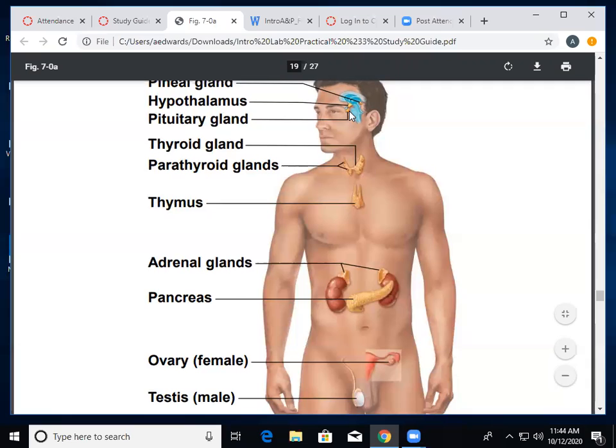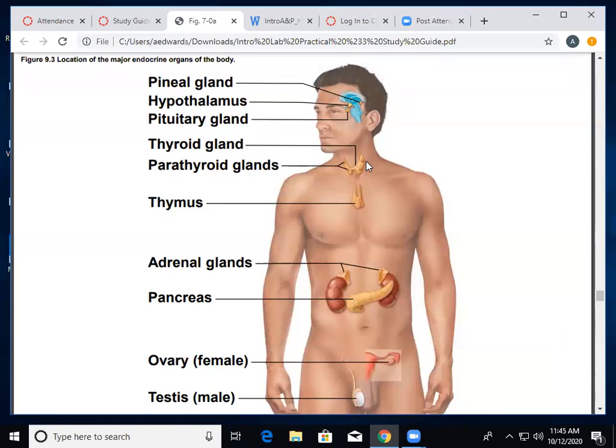Here's your pituitary gland. In your throat area, you've got your thyroid gland, as well as these nodules. These are the parathyroid glands, located essentially on top of the thyroid gland, or superficial. In the chest, pectoral area, you've got your thymus. Superior to the kidneys, you have your adrenal gland. You also have your pancreas in your abdominal area.